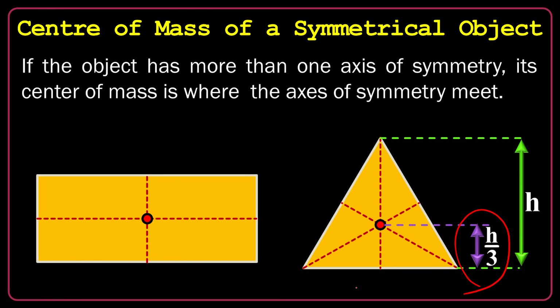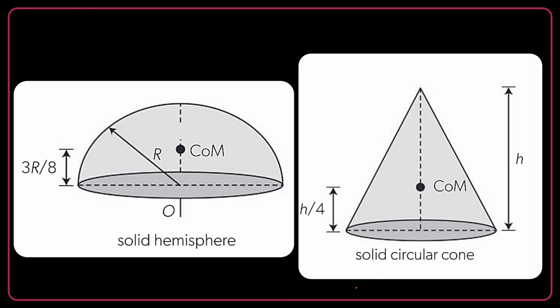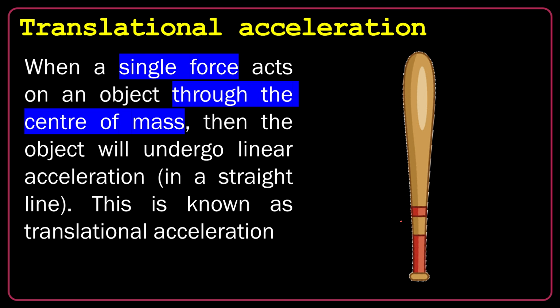We don't want to go over the integration methods for that at high school level. About the solid hemisphere, the center of mass is somewhere here, separated 3r over 8 from the base. R is the radius. And for a solid circular cone, the point is at a quarter of the height from the base. Okay. There is another lesson you should learn before we finish this episode: translational acceleration.